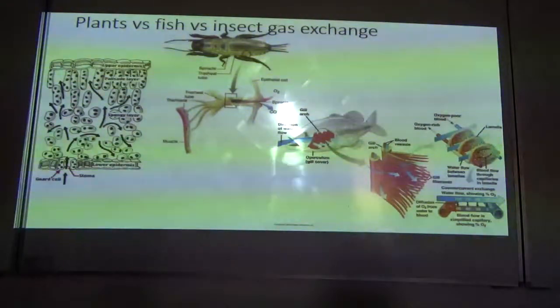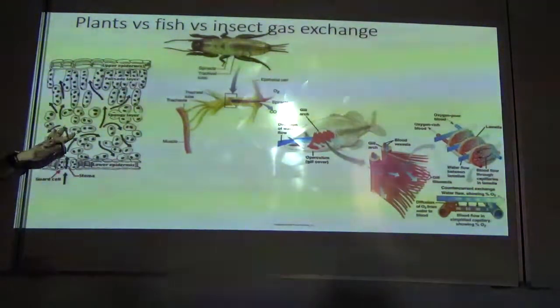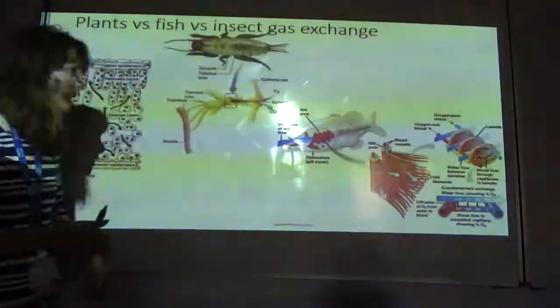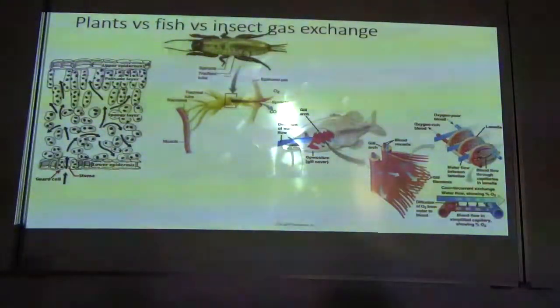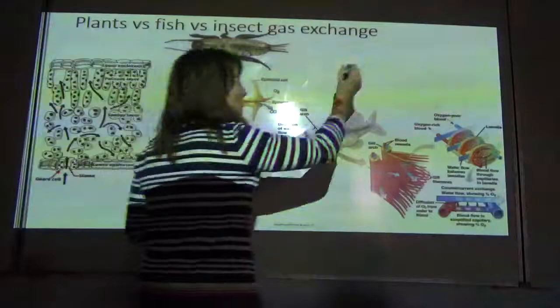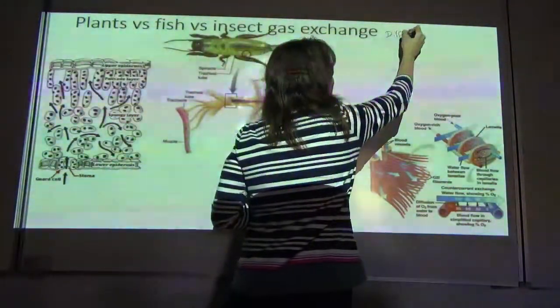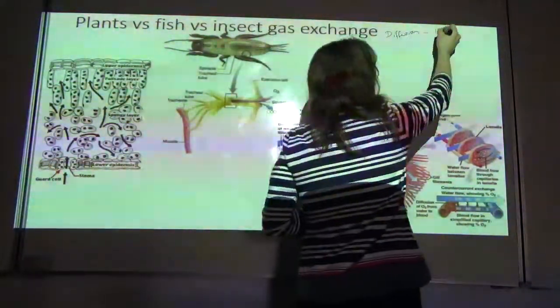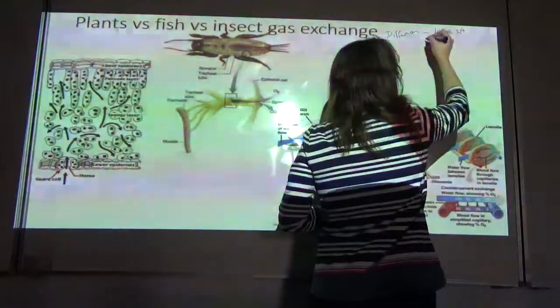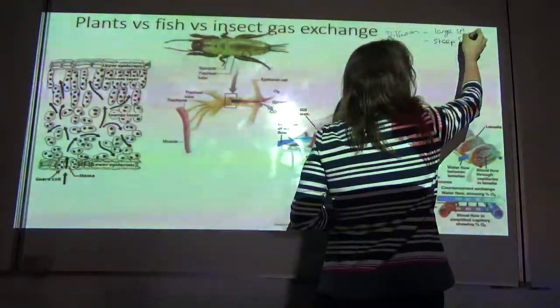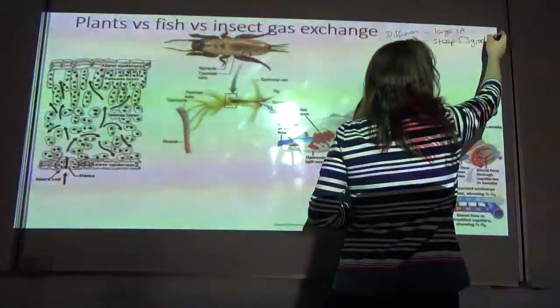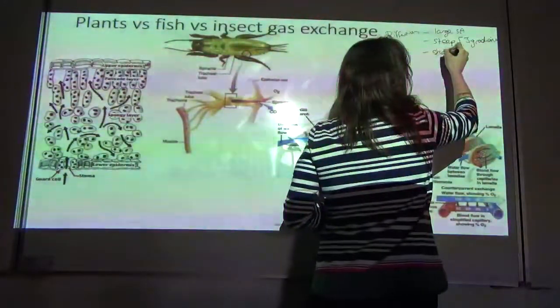Okay, gas exchange in plants and in insects and in fish. So the main thing that you need to remember about gas exchange is it's by diffusion. And if it's by diffusion at the cellular level, then you need a large surface area, you need a steep concentration gradient, and you need a short diffusion pathway.